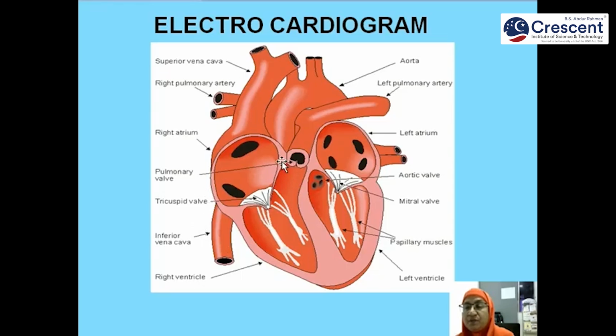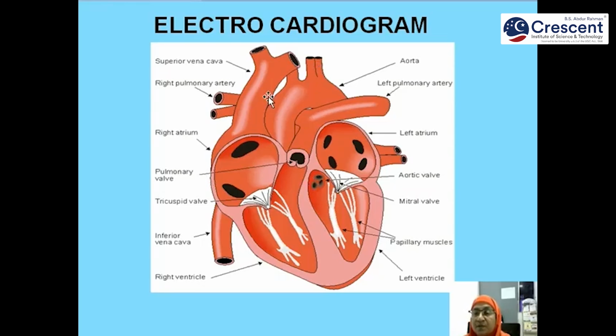pulmonary valve. From the pulmonary valve it goes to the lungs, the blood gets purified and pure blood will flow into the left atrium through the pulmonary artery. So the left atrium gets pure blood, it goes to the left ventricle, and then it will go through the aortic valve to the other parts of the body.